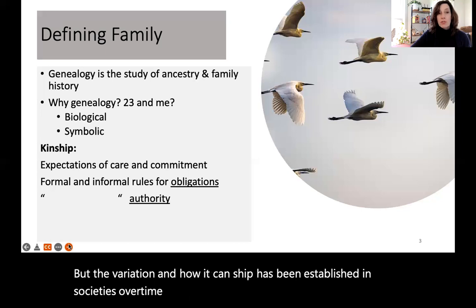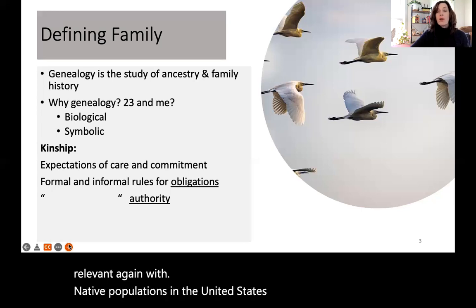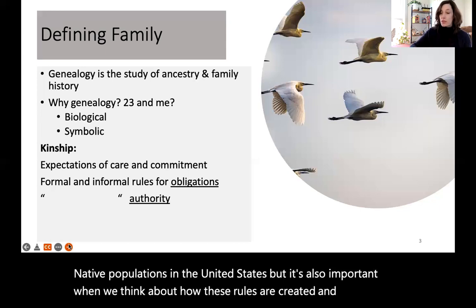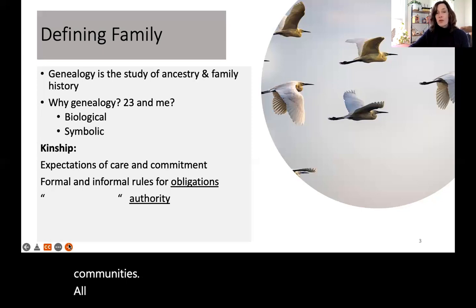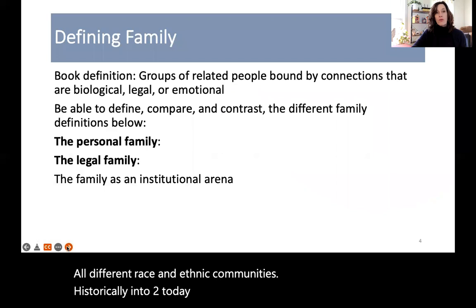Historically, with chapter 2, it is particularly relevant with Native populations in the United States, but it's also important when we think about how these rules are created and enforced for communities, all different race and ethnic communities, historically and to today. So let me continue to go forward.